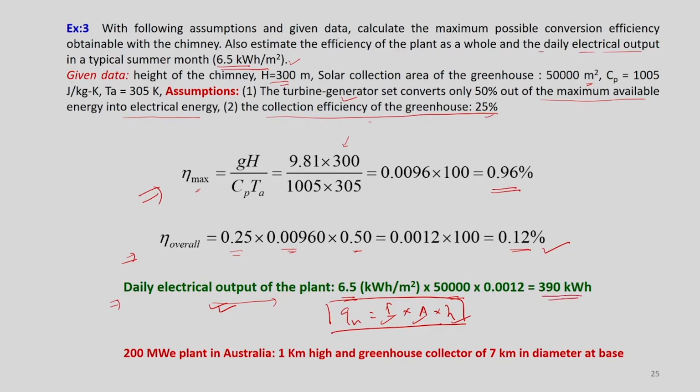There are other installations as well in other countries. In Australia they have a plant of capacity 200 megawatt electrical, with a height of 1 kilometer and a greenhouse collector area about 7 kilometer in diameter. So, it is a huge structure. Even though the efficiency is very, very low, there are certain conditions in which we can go for this kind of installation, right.